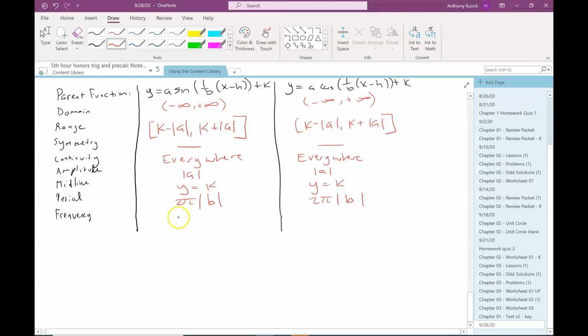And then the frequency was easy because it's just the reciprocal of the period. So if the period was 2 pi times the absolute value of b, the frequency is just 1 over 2 pi times the absolute value of b. So if we go back to the graph that we just drew a moment ago, let's figure out the amplitude, midline, period, and frequency for that graph. Sound good?